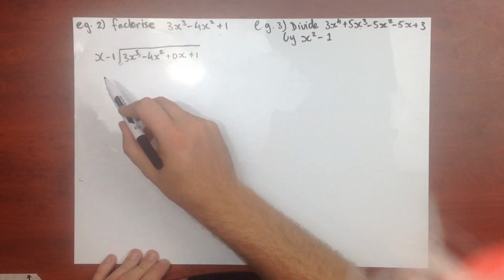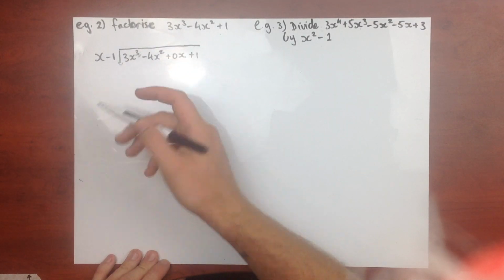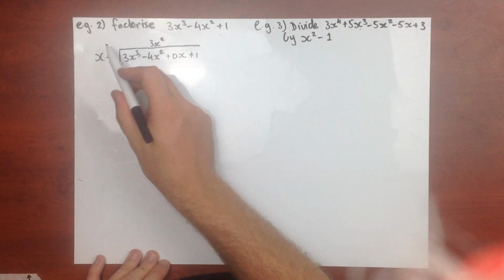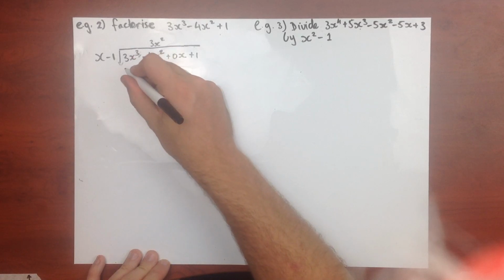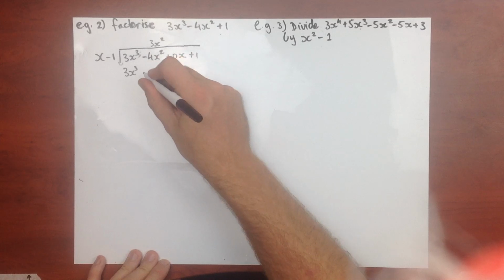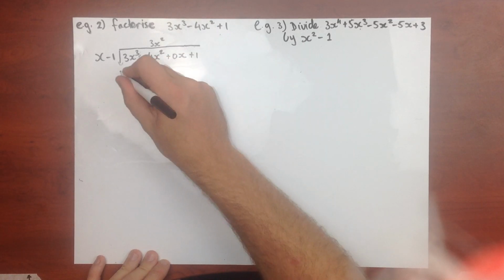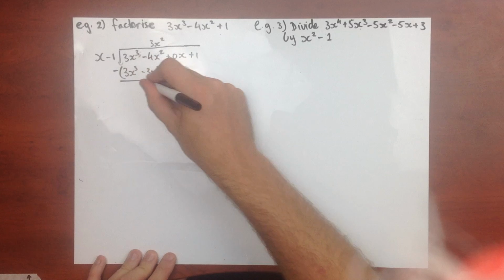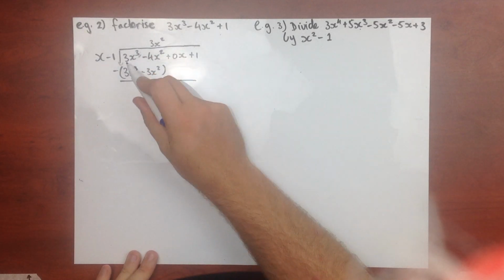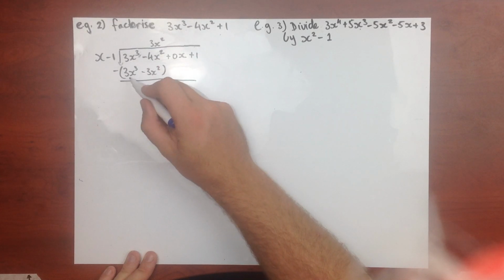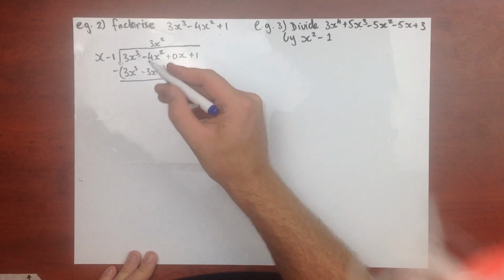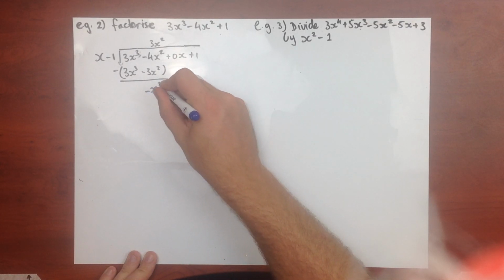That's a cube. We go 3x cubed divided by x, and that's going to leave us with 3x squared. Now we're going to multiply back through again. 3x squared times x is going to give us 3x cubed, which is what we want. 3x squared times negative 1 is negative 3x squared. Bracket, bracket, take away, line underneath. Remember we do that so we don't muck up our signs. 3x cubed take 3x cubed is 0. Negative 4x squared take negative 3x squared is going to leave us with negative x squared.